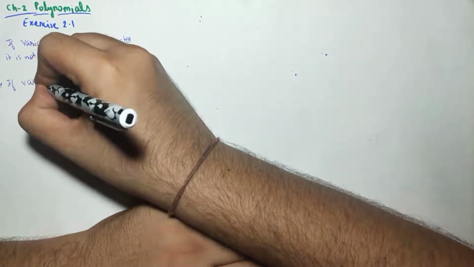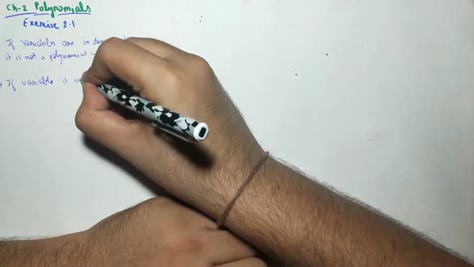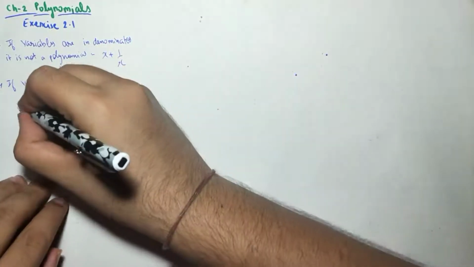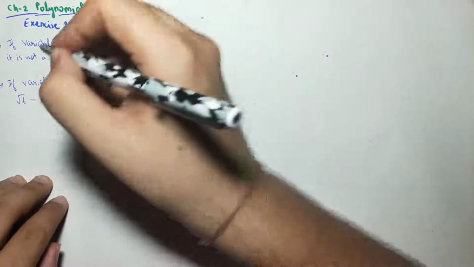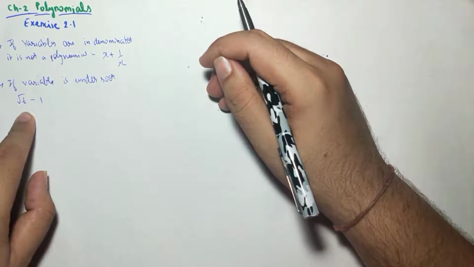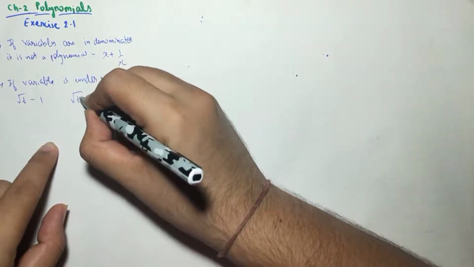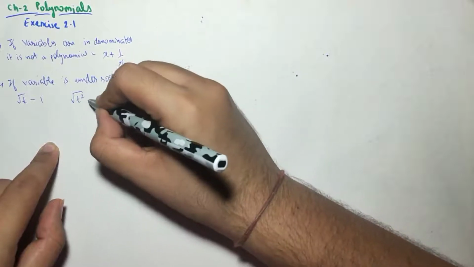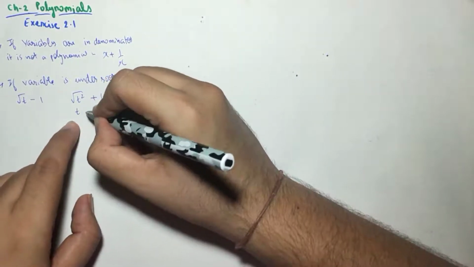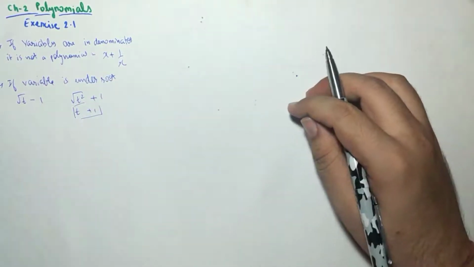Second point, if the variable is under root, that is root of t minus 1, this root of t will not do. This is not a polynomial. But make sure if it is under root of t square, so under root of t square plus 1, then under root of t square will become t, plus 1. This becomes your polynomial.